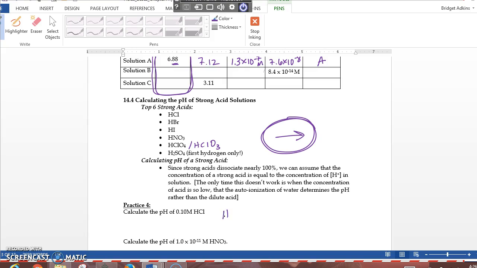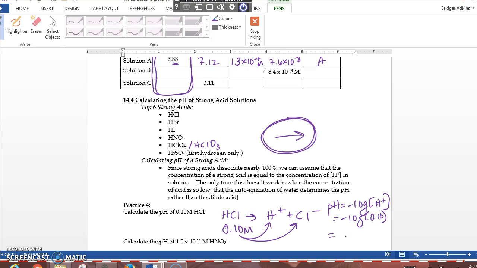Again, we did ones like this last year, or the year before, whenever you took chemistry. If I know this concentration, it's similar to an ionic salt breaking up. It fully dissociates, so it forms 0.1 of H plus and 0.1 of Cl minus. We don't care so much about the Cl minus, because to get the pH, we're going to negative log the H plus. So we negative log the 0.10, and we get a pH of 1.00.